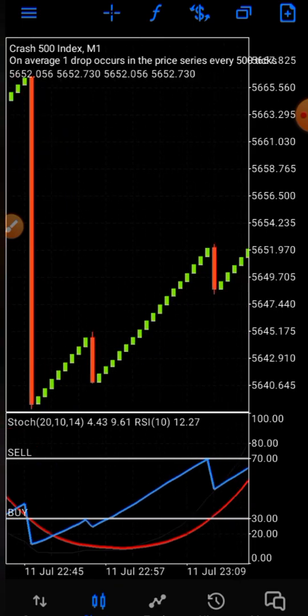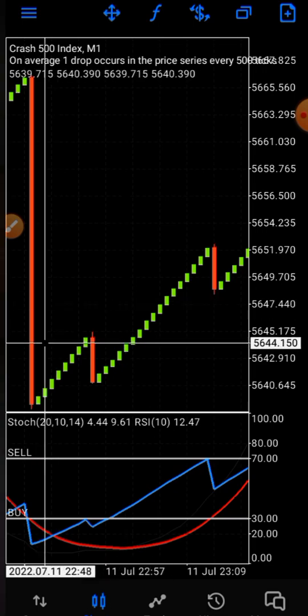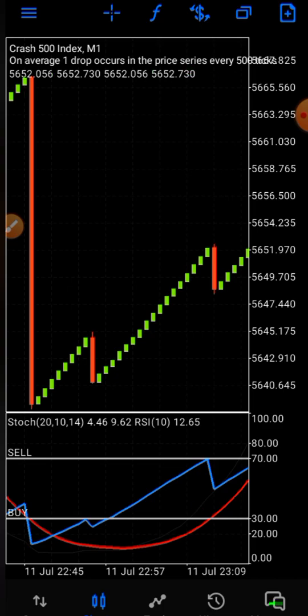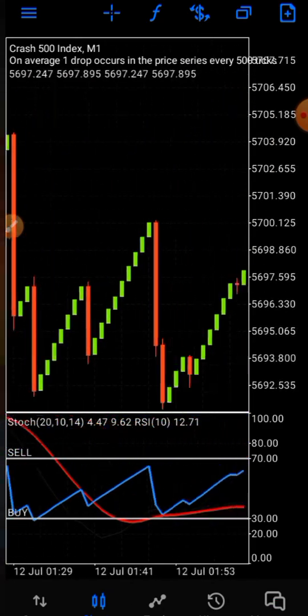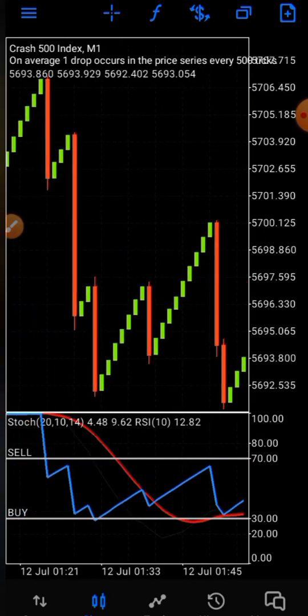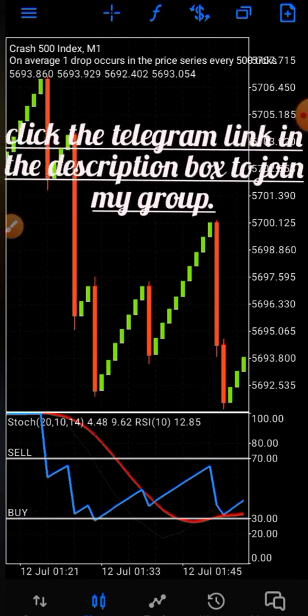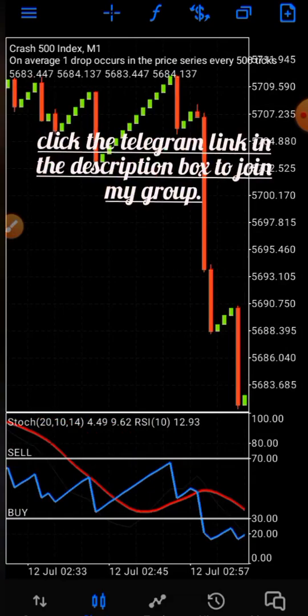Okay, so this is for crash. This crash 500 now. You can see how it crossed below here. You can see what happened. You would have made your profit up to this end. So much profit. This is it. You'd have made your profit, that is how powerful it is, guys.